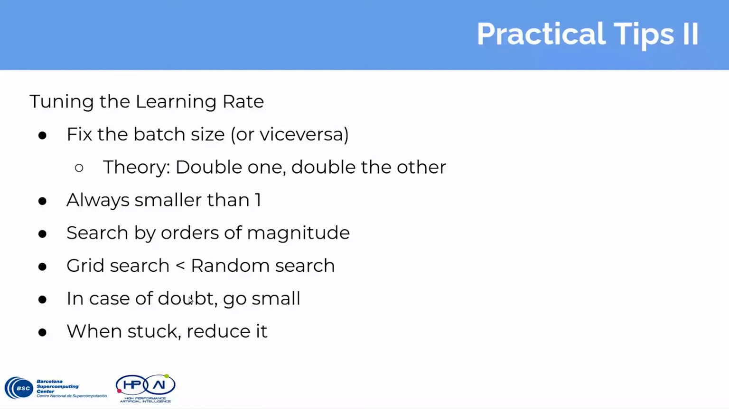But if you have problems or issues, in case of doubt, always reduce the learning rate, because a small learning rate will always get you there. It will take a long time, but a very big learning rate might never get you there. So it's better to go small. And when you get stuck in your model, you can always try to reduce it and see if you can improve on top of that.